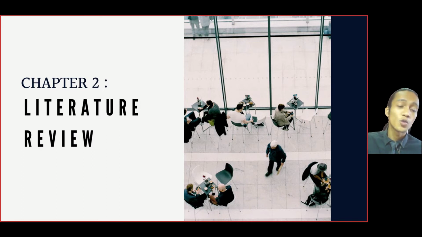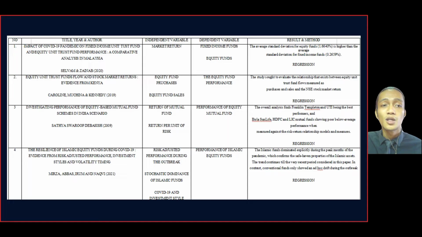So we move to chapter 2, which is the literature review. So this is my literature review for this study. I have 4 literature reviews in total. The first one is titled Impact of COVID-19 Pandemic on Fixed Income Unit Trust Fund and Equity Unit Trust Fund Performance, a Comparative Analysis in Malaysia. The authors are Selvam and Zainab, and this study is from 2020.